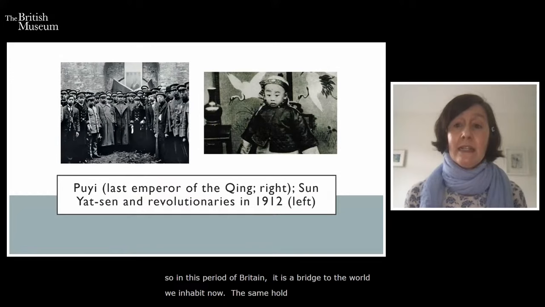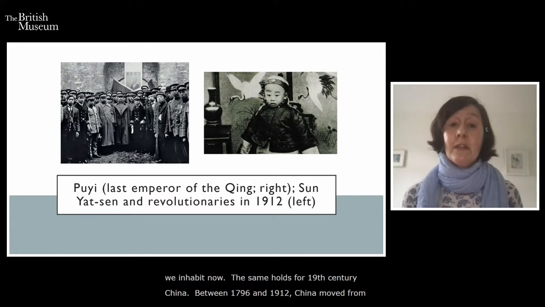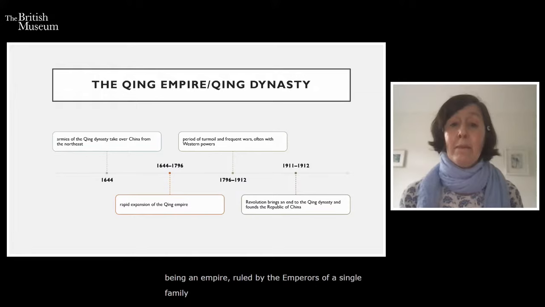Between 1796 and 1912, China moved from being an empire ruled by the emperors of a single family or dynasty, the Qing dynasty, to being a modern republic. So here's a quick timeline of the Qing dynasty.